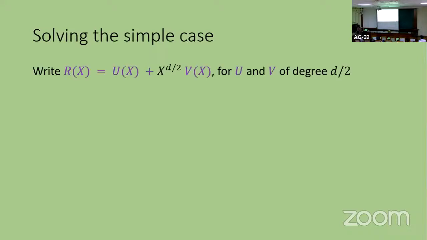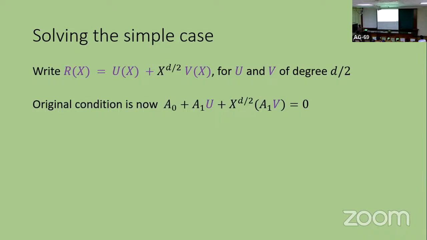What we're going to do is write R of x as two parts, a low degree part and a high degree part. So we're going to write it as U of x plus x to the d by 2 times V of x. U and V are still unknown because R is unknown. And if you remember, we had A naught plus A1 R equals 0. If you substitute R equal to U plus x to the d by 2 V, you have this. Now we want this to be exactly equal to 0. If it's equal to 0, certainly it's equal to 0 mod x to the d.